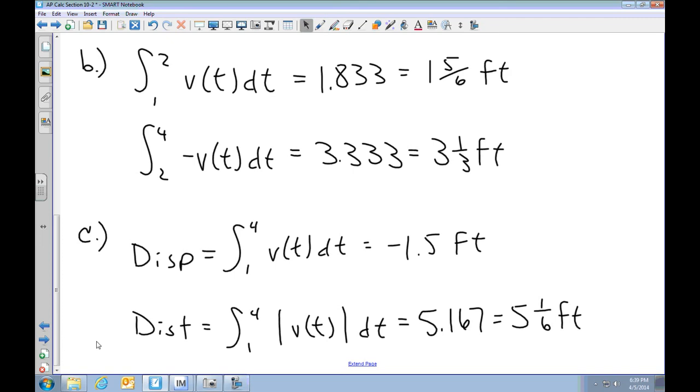Again, you could use the fundamental theorem to evaluate part B. Part C, you could do the first one with the fundamental theorem, but the second one, because it's got absolute value, you'd have to break it down into two separate integrals, just like we did back in part B, in order to use the fundamental theorem on this. But you could certainly do it that way. All right, look at part D now. It says show how you can find the answers to part C from the answers to parts A and B.